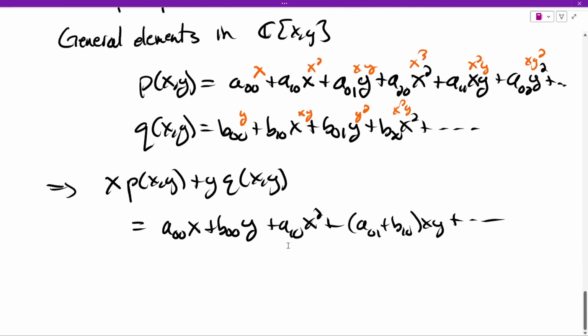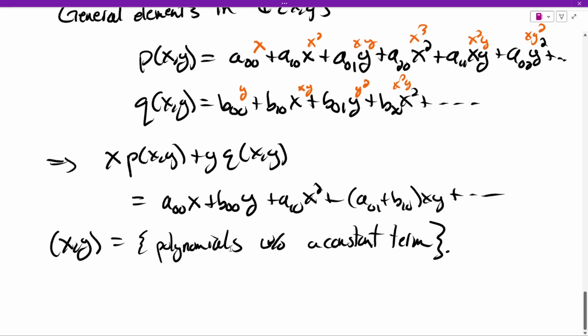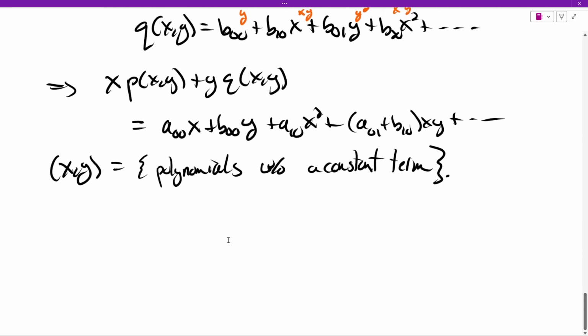y q of x, y. So what we get here is that the ideal generated by x and y is precisely polynomials without a constant term. So this is very similar to the previous example we did, and it's a general fact. If you have, say, n variables, and you mod out by x1 through xn, you're going to get, again, polynomials without a constant term.